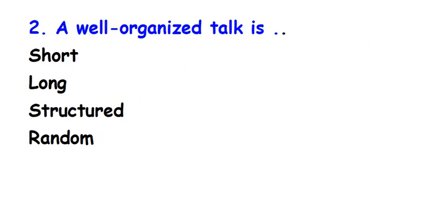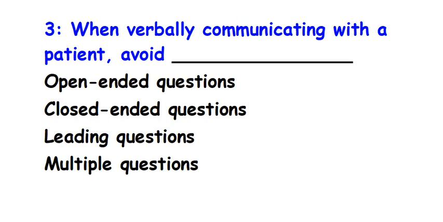Let's come to question number 2. Now, we'll say a well-organized talk is dash. A, short, B, long, C, structured, D, random. So a well-organized talk should be very, very structured. Okay, it should be structured. So what we mean is that it should follow a certain logical format, making it structured rather than random or, let's say, short. It should be well structured in a logical format. Let's come to the third question.